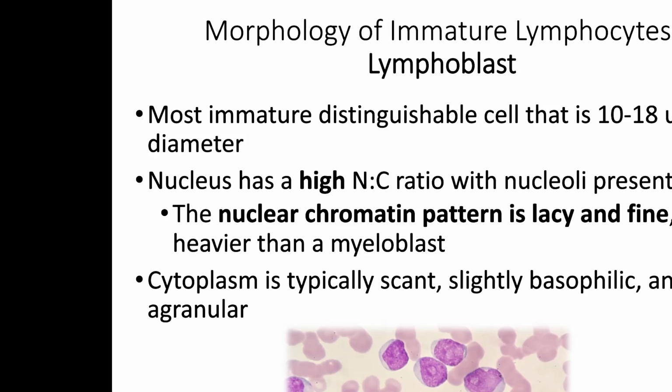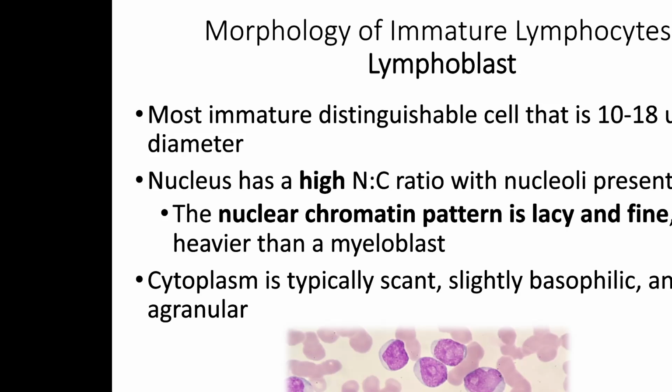We also talk a lot about chromatin patterns. This openness that you see in the nucleus, how much light is peeking through. You'll hear the terminology lacy and fine. To steal from a lab tech that I work with, she also likes to think of these as fuzzy. Also, the cytoplasm is usually very scant. You can't really see anything inside, usually very smooth. And it is also slightly blue, or basophilic, and does not have granules.